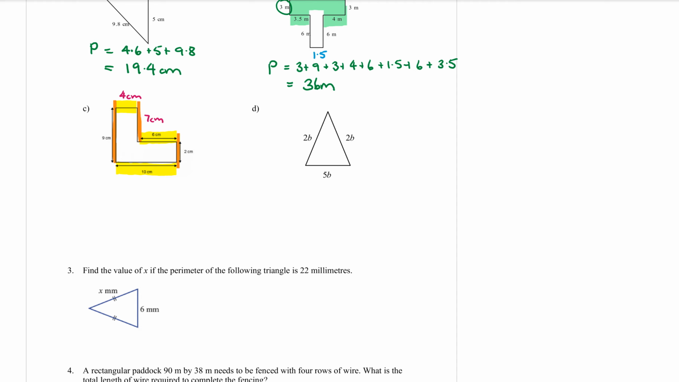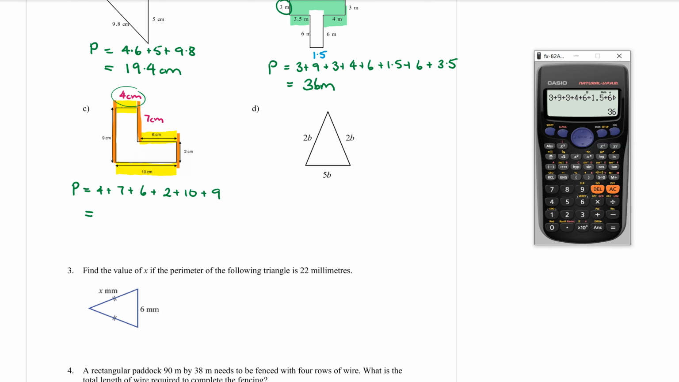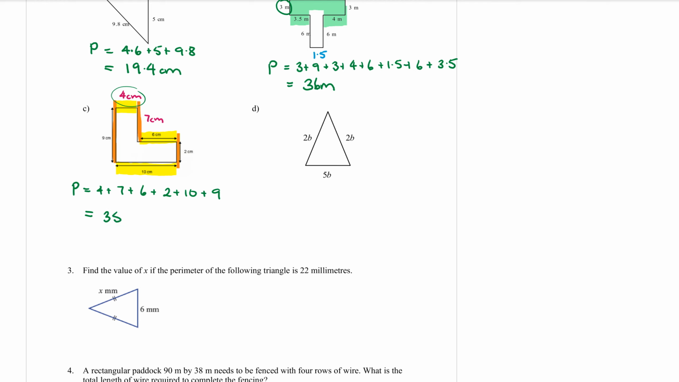So now to find the perimeter, add all the sides together. I'm going to start at the top with the 4 and go clockwise. So 4 plus 7 plus 6 plus 2 plus 10 plus 9, and add them together. So it's 38, and the units are centimeters.